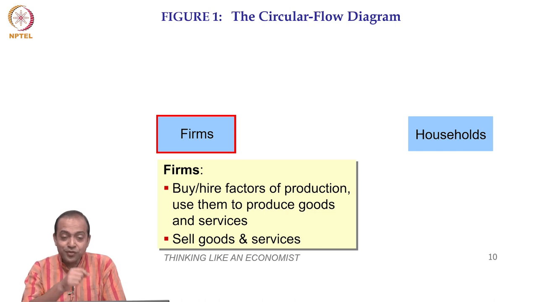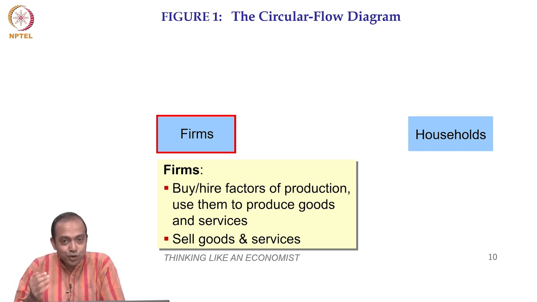What is the source of firms' income? When the household sector goes to the output market, they buy goods and services, they spend money, and that money they spend in the goods market or services market is the source of firms' income. Very easy to understand.